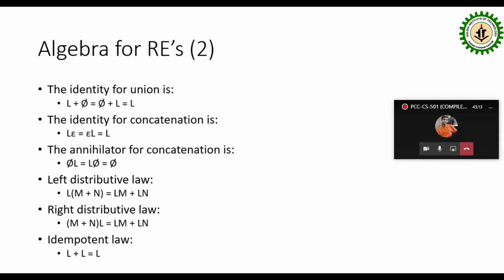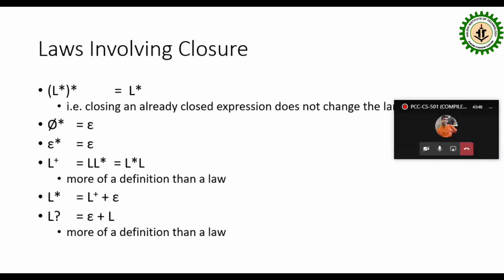Left distributive law: L concatenated with (M union N) equals LM union LN. You already see the distributive law, and the right distributive law is the same: (M union N) concatenated with L equals ML union NL. Then the idempotent law: L plus L equals L. L plus L equals L. Okay, next, laws involving closure. You already know those.